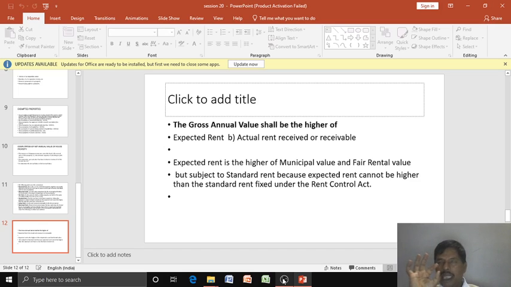To be very simple, we can say we have to calculate the expected rent. Step one: expected rent is equal to municipal value or the fair rent, whichever is higher, but it should not be more than the standard rent, which is fixed by the Rent Control Act.